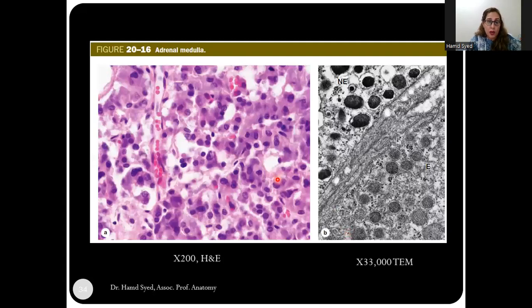So here is another comparison of a histomicrograph, which is stained by hematoxylin and eosin. This is the region of adrenal medulla. You cannot differentiate between the cells which have granules of epinephrine from those which have norepinephrine. But if we look at this adrenal medulla through the electron microscope, we can see that the cells with granules of epinephrine are less electron dense and smaller in comparison to norepinephrine, which are more electron dense and also have larger granules.